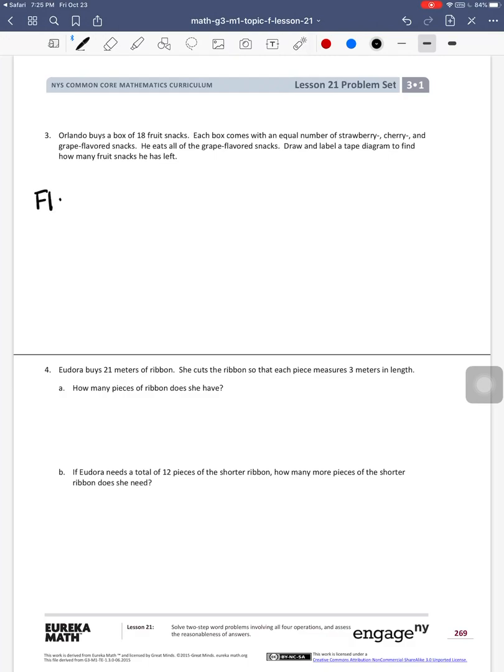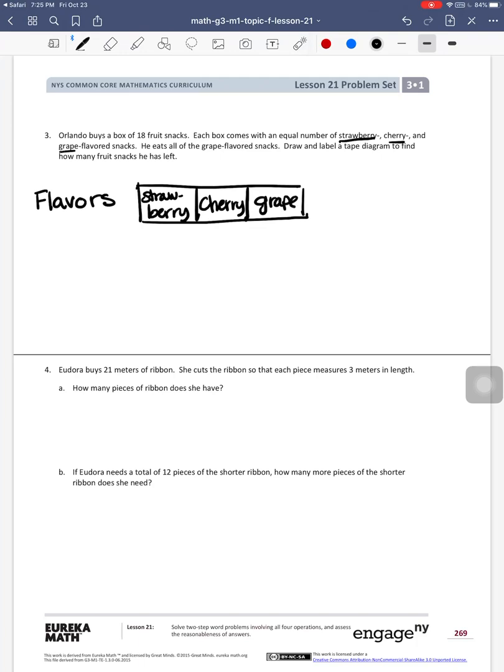All right, so here we have flavors, right? And we know there's 3 different flavors, because we have strawberries, cherries, and grapes. So we have 3 groups, so we need to make 2 lines to make 3 groups. So here would be the strawberry. Here's cherry. And here's our grape, right? And we know that all of these snacks together are 18 snacks. Yes? So we have to do 18 divided by 3, and that equals what? It equals 6.